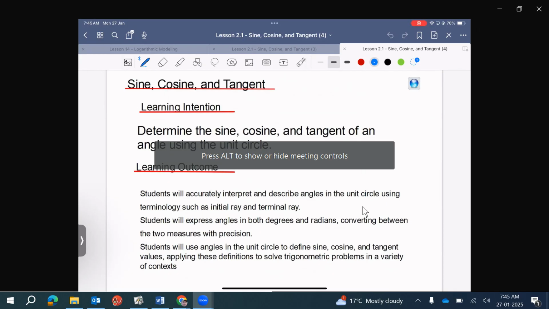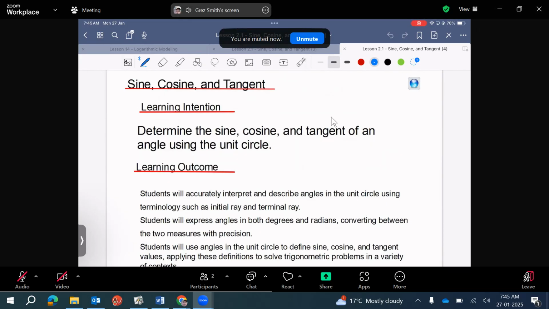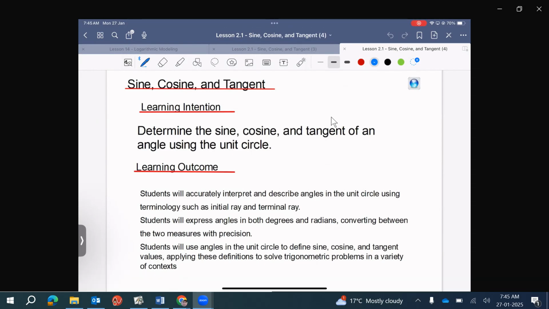Okay, so today we're working in Unit 2, and we are going to be looking at sine, cosine, and tangent functions. And our goal is to determine the sine, cosine, and tangent of an angle using the unit circle. Just basically review or introduce radians to you and have a look through some things like that.